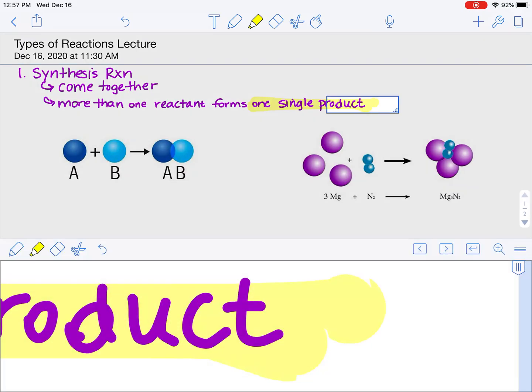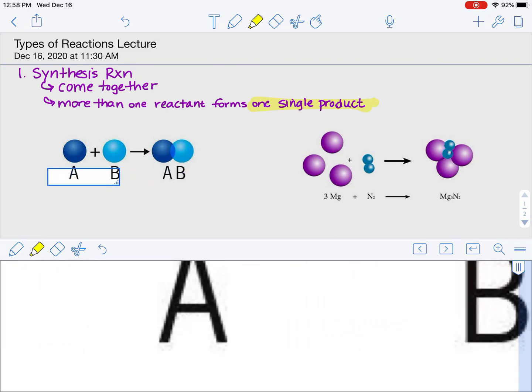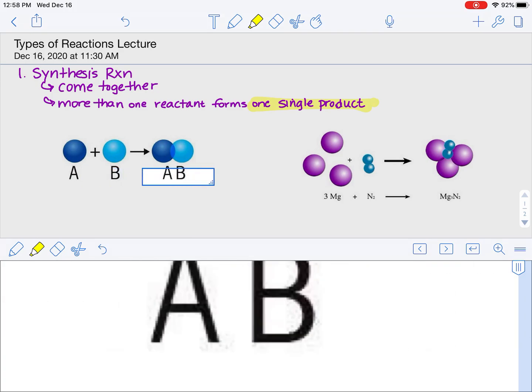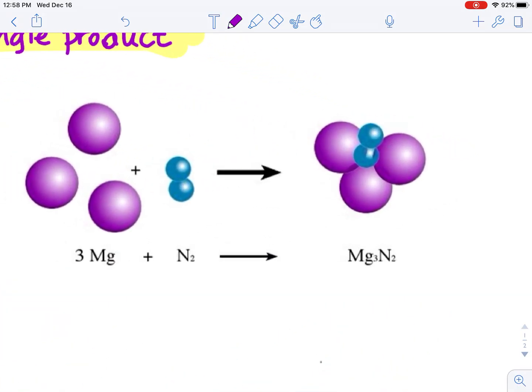In other words, the most generic way that we can write a synthesis reaction is element A reacts with element B to produce compound AB. Those two reactants, or two elements, formed one product, or one compound. A real-life example would be the synthesis of magnesium nitride. The element magnesium and the element nitrogen combine to form the compound magnesium nitride.